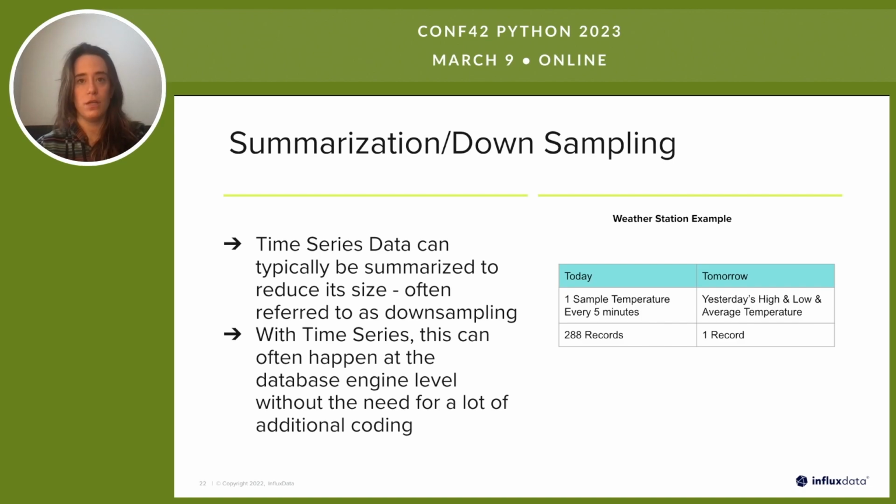Downsampling is the process of taking high precision data in its raw form, then applying an aggregate on top of that data to create a lower precision summary of it, and then only storing that lower precision summary. So for example, maybe today we are storing one sample of temperature every 5 minutes, which would provide a total of 288 records. And we downsample that data to the average for the entire day. So we've reduced that data from 288 records to one record.